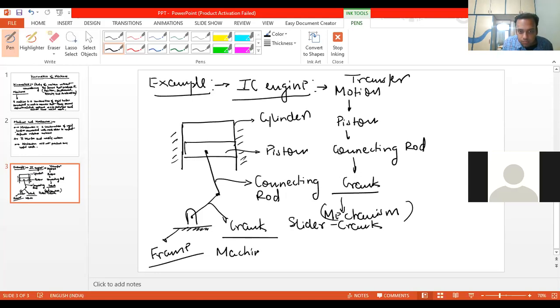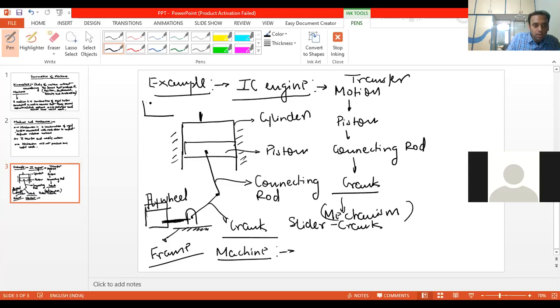It's very easy. Let us say I connected this part to a flywheel, and on top of this cylinder, let's say I provided each and every arrangement. That is, I provided the fuel supply system, then the valves, then the ignition system. So I added all these components to this cylinder.